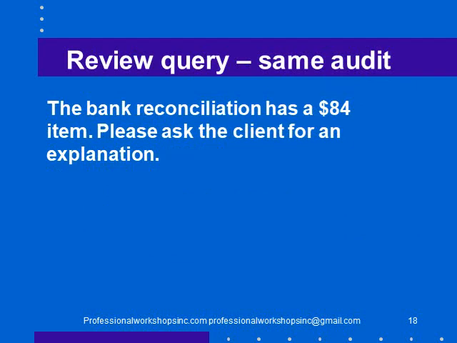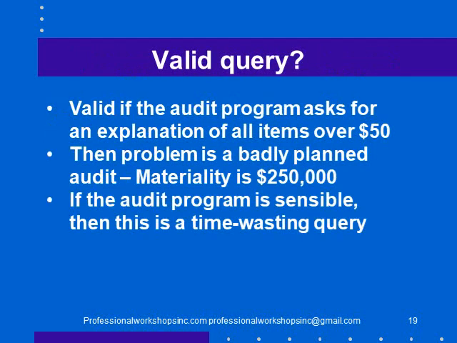Now here's a review query, because queries can be something that waste our time, at least annoy us. The bank reconciliation has an $84 reconciling item. Please ask the client for an explanation. Now, is that a valid query? Well, if the audit program says, when doing the audit of the bank, the cash section, provide an explanation of all items on the bank reconciliation above $50, that's a valid query, I guess, but then I would say we have a really badly planned audit.